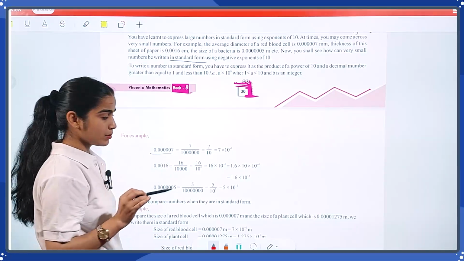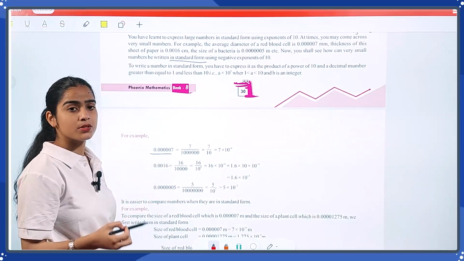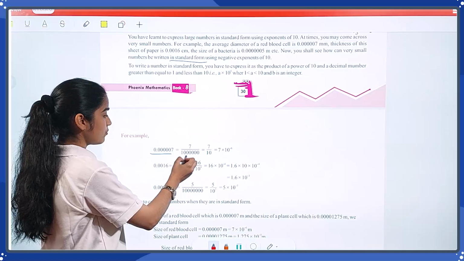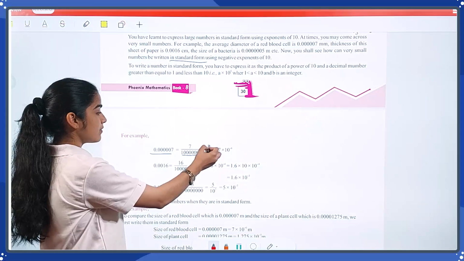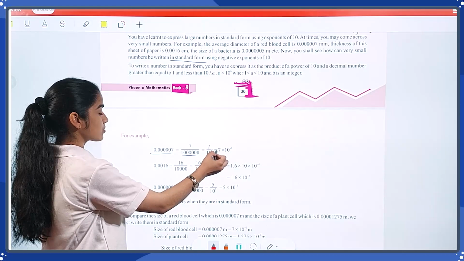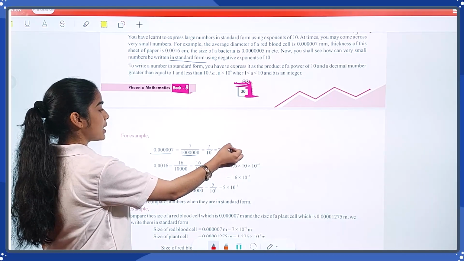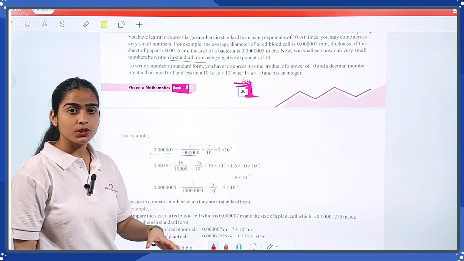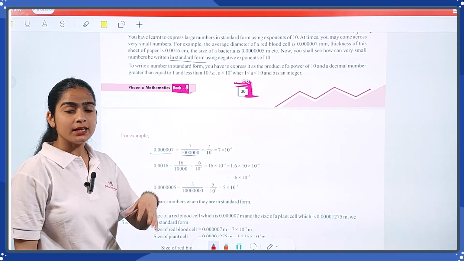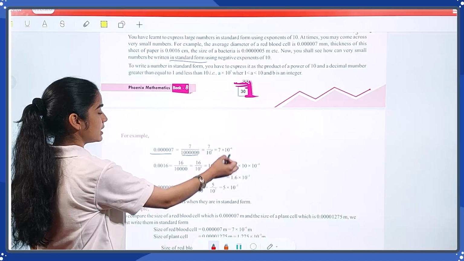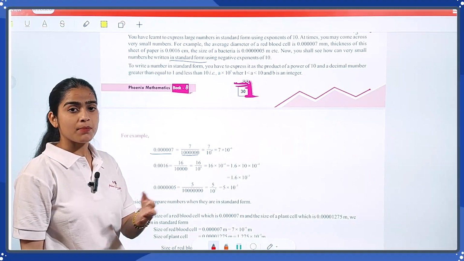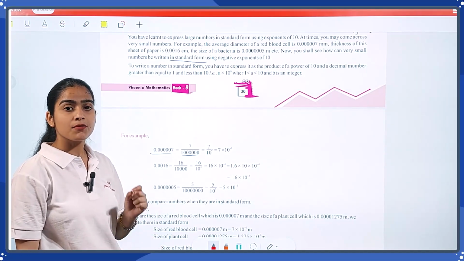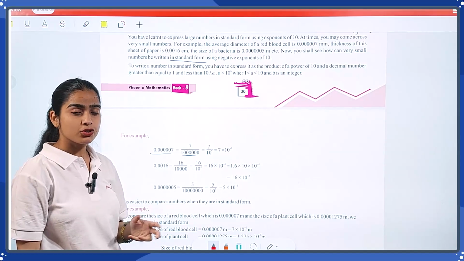So how can you represent these numbers? This is your number in decimal. Now you have to count the digits. How many digits do you have after the decimal point? Let's start: 1, 2, 3, 4, 5, 6. So you have to put 6 zeros. Now 7 by 10 to the 6, so 7 multiplied by 10 raised to the power minus 6. How many zeros do you have in the denominator? Simply put that value as the power of 10. Here we have 6 zeros, so we simplify it: 10 raised to the power minus 6. If you have the zeros in the denominator, then your power should be negative. If you have zeros in the numerator, then your power should be positive.